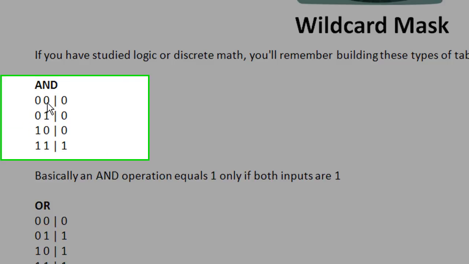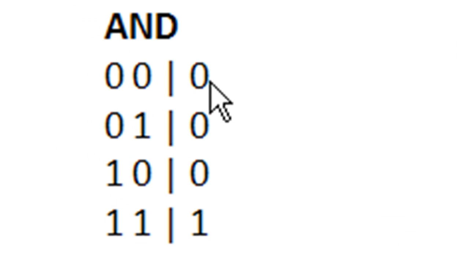When you run an AND operation, you say 0 and 0, it's going to equal 0. 0 and 1 is going to equal 0. 1 and 0 is going to equal 0. And then 1 and 1 is going to equal 1.